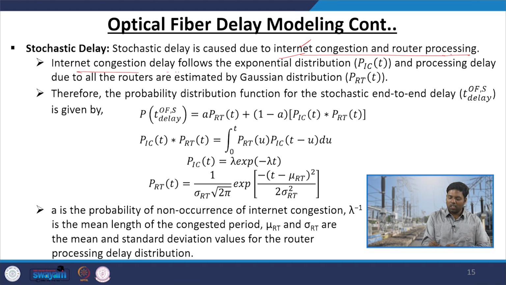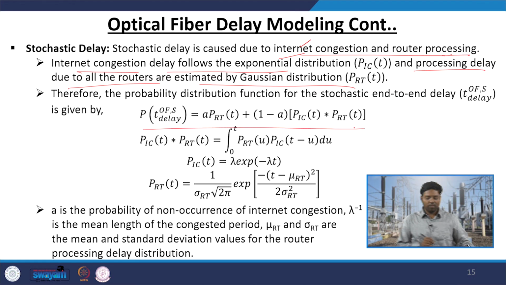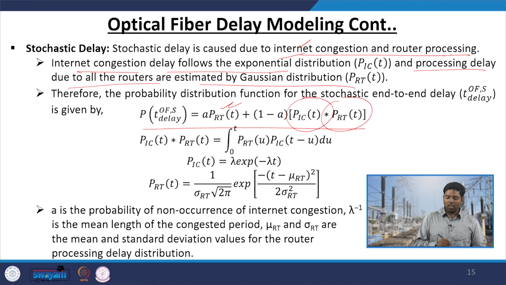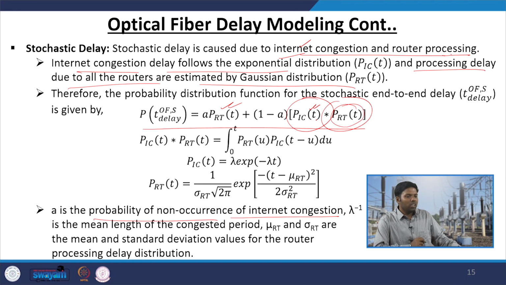Internet congestion delay follows the exponential distribution and the processing delay due to the routers is estimated with the Gaussian distribution. With this, if you add them, then you will get the total probability density function. Okay. This is your router delay plus your internet congestion with the convolution of your router delay, which will give you the total stochastic end-to-end delay. So, A is the probability of non-occurrence of internet congestion. If the internet congestion is there, then obviously the router processing is also delayed. So, that will be correlated with each other.